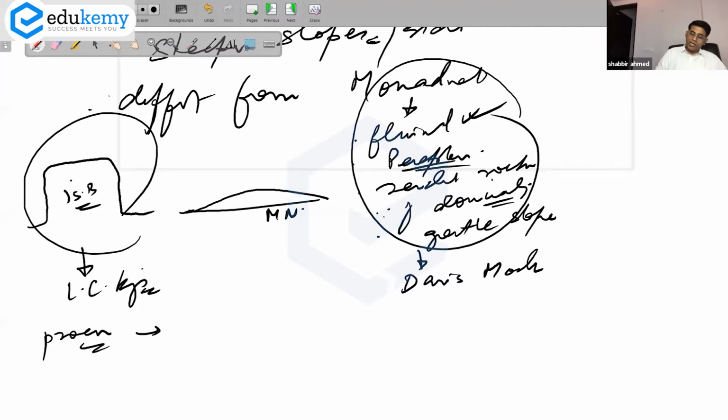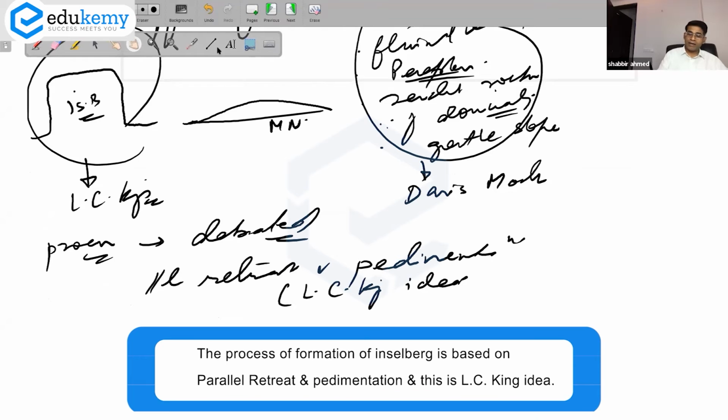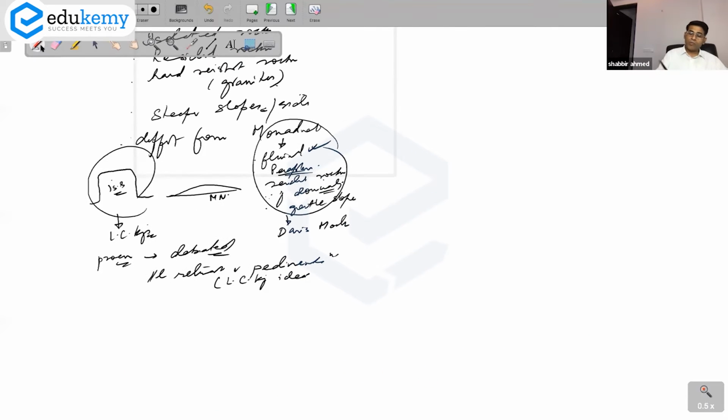And you can add a few lines on how they're formed. The process of formation is debated. The most acceptable process is parallel retreat and pedimentation. This can explain Inselbergs, and this is L.C. King's idea. You have to write a short note, okay? So do not explain the entire process. Maybe you could attempt a small description in one paragraph.